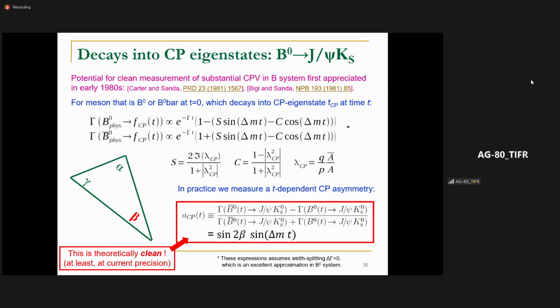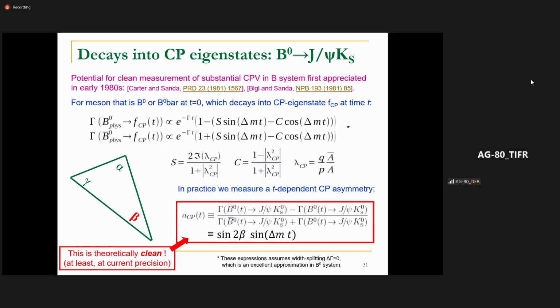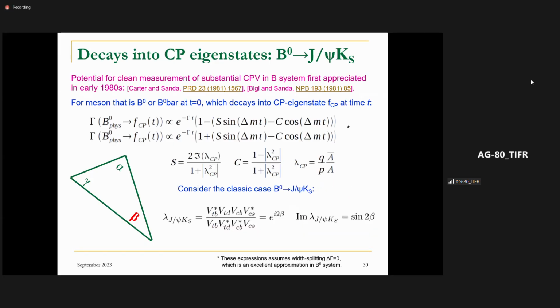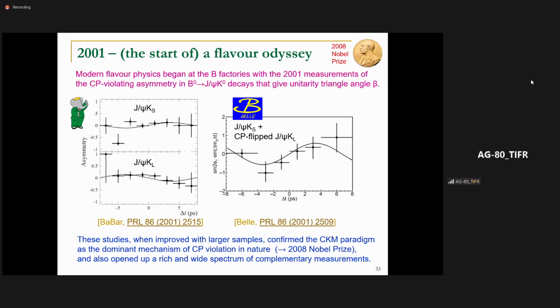Now, if this diagram were to contribute, then as well as this sine term, you actually also get a contribution from a cosine term with its own coefficient. And if you see a cosine term, that tells you that this diagram is maybe not as insignificant as you expect. And this means that what you're seeing is not quite as clean as you imagine. So bear that in mind.